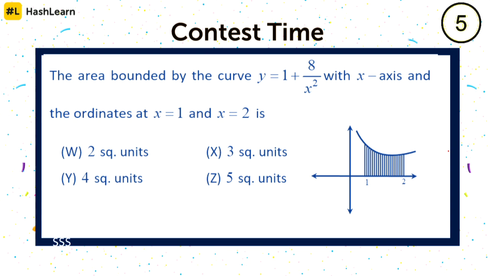Integrate 1, integrate 8 by x square, and upper limit as 2, lower limit as 1. You'll get the answer. Time up. Time up, and winner will be announced only in the next class. Pushan has responded. Okay, let's see who is the winner in the next class. Now get ready for the next question.